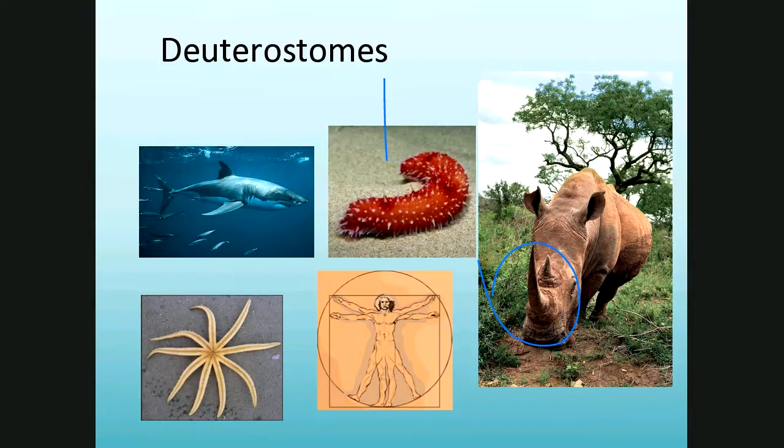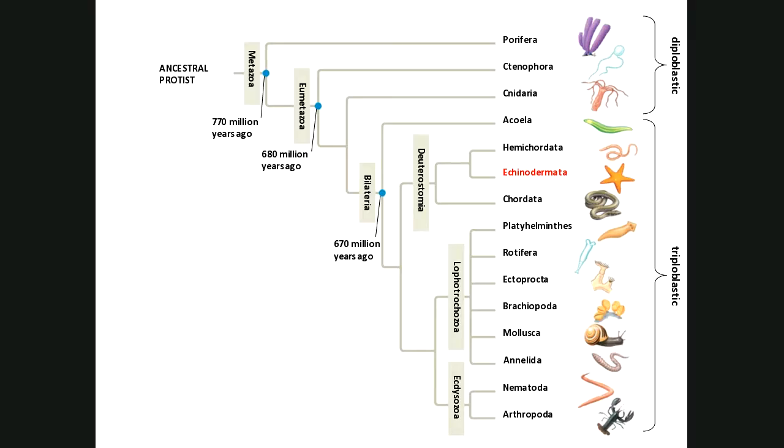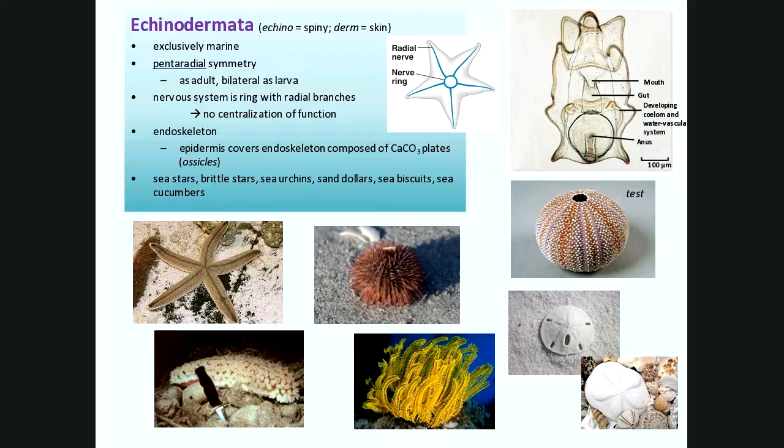All right, let's do the echinoderms. The spiny skin critters, okay? These are exclusively marine. There are no freshwater echinoderms. Pentaradial symmetry, radial symmetry typically in 5s, although that isn't a hard and fast rule. But as adults, and this is going to become interesting when we talk about the chordates, the larvae, as you see there on the right, are actually bilateral. So bilateral symmetry as larvae transforms into this radial or pentaradial symmetry when they get older.